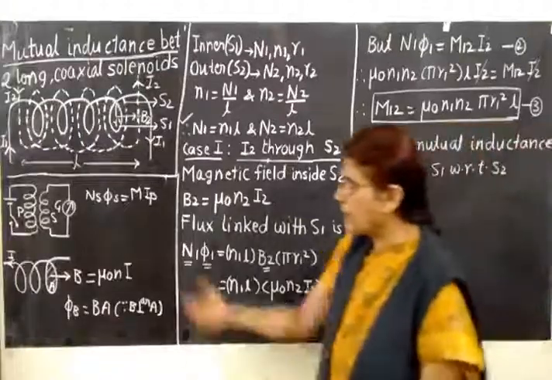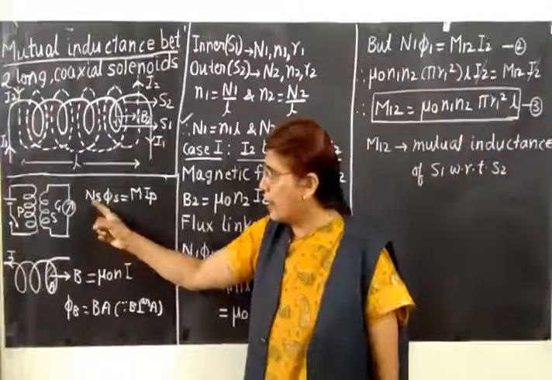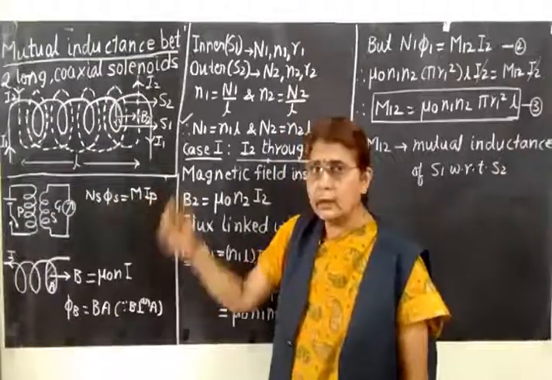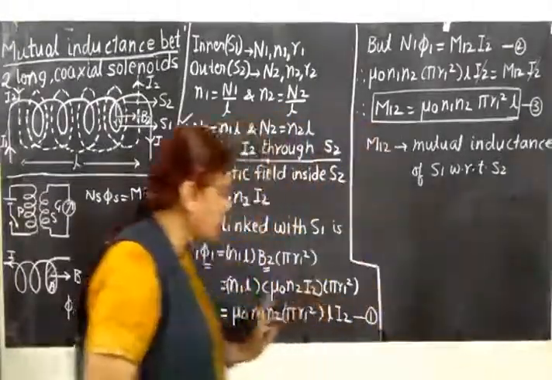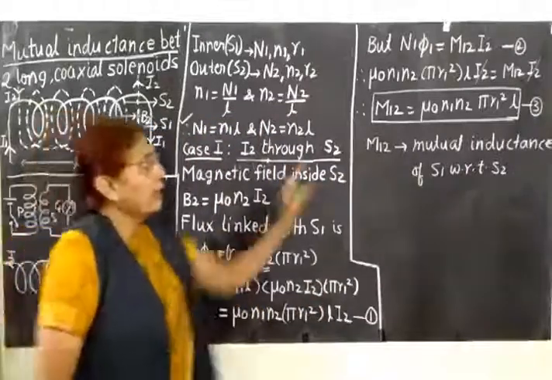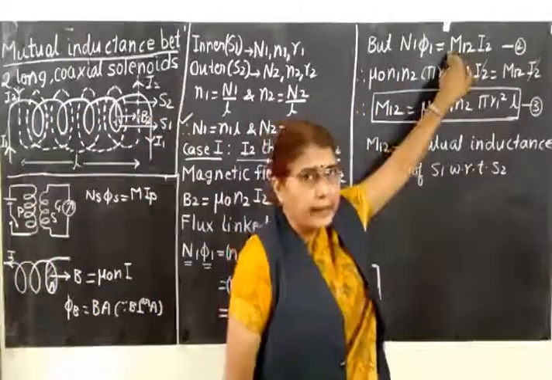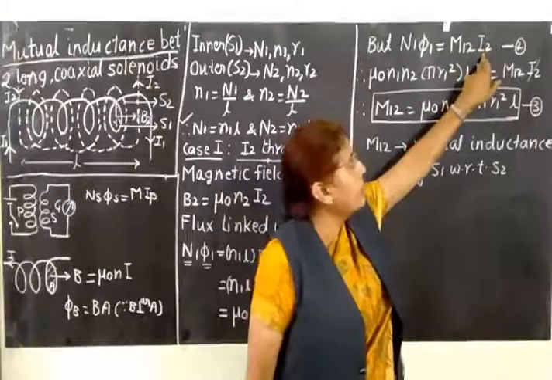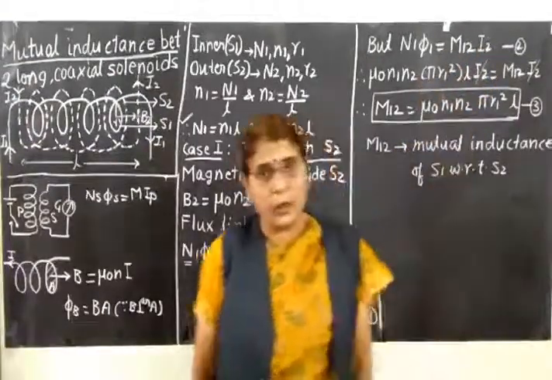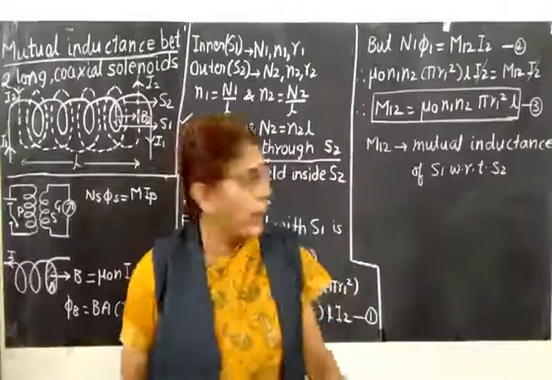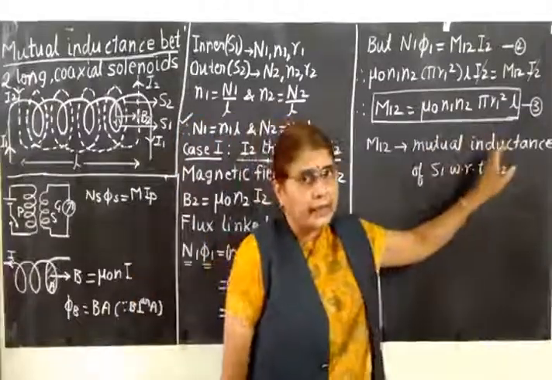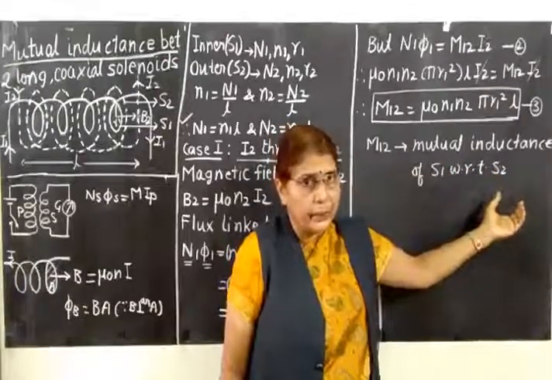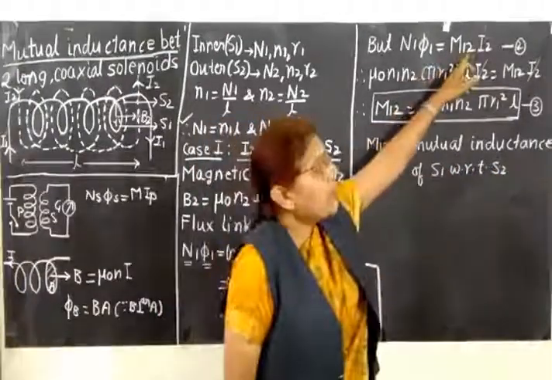Also, by the principle of mutual induction, the flux linked with one coil is equal to some constant into the current through the other coil. So this flux linked with the inner solenoid, N1 Phi1, is constant M12 and the current through the outer coil, that is I2. What is M12? M12 is a constant and it is nothing but the mutual inductance of the inner solenoid with respect to the outer solenoid. Now this is your equation 2.